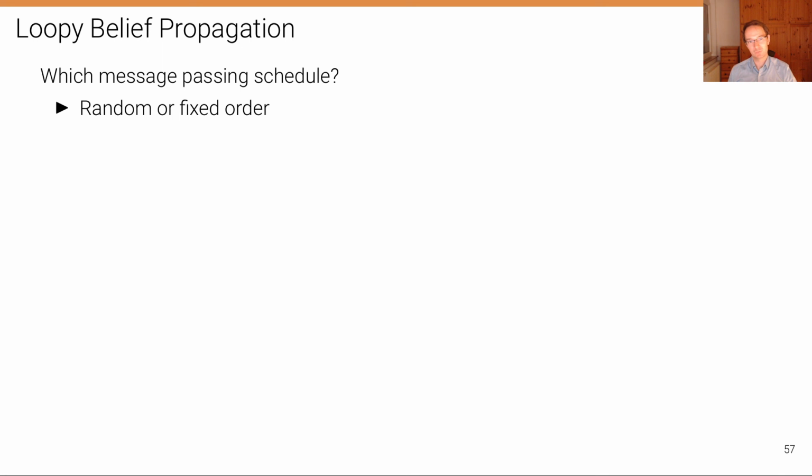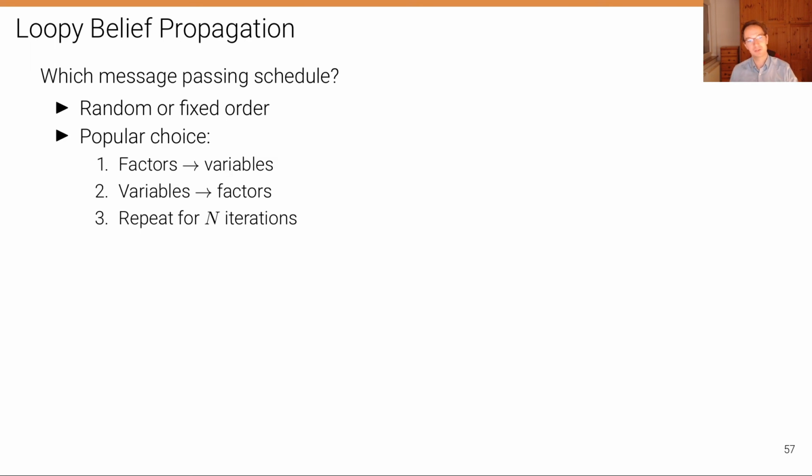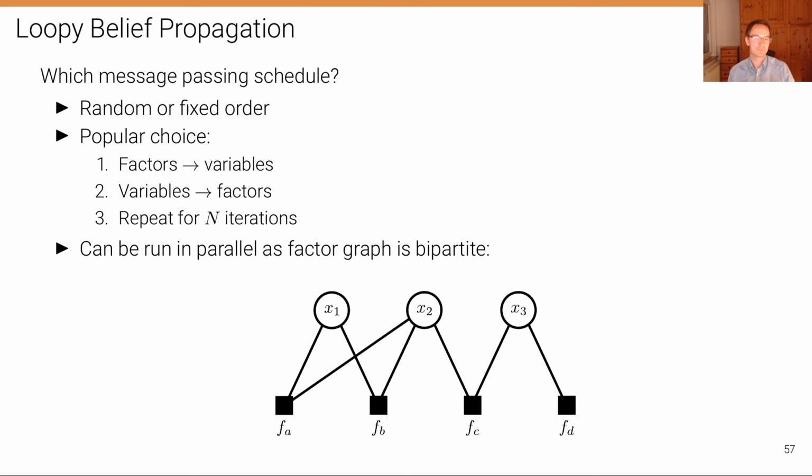Now, the question is, if we have such a loopy graph, how should we actually pass the messages? Typically people either choose a random or a fixed order. A popular choice is that, because it's a bipartite graph, we first pass all the factor to variable messages, and then we pass all the variable to factor messages, and we repeat this for n iterations until we hopefully converge. Again, there's no guarantee of convergence. An advantage of this strategy is that there's a lot of parallelism that can be exploited, because all the messages that are sent from factors to variables can be computed in parallel. So it's easy to parallelize this algorithm.